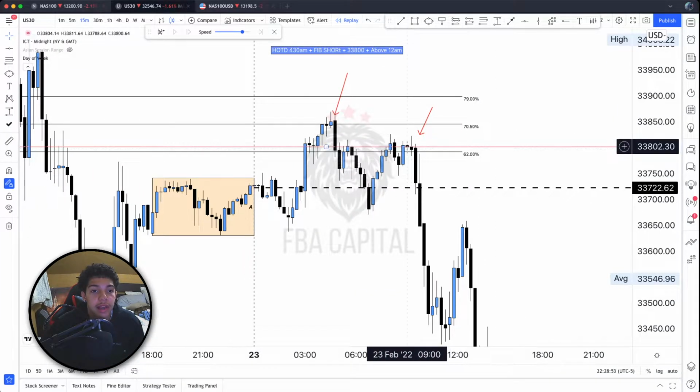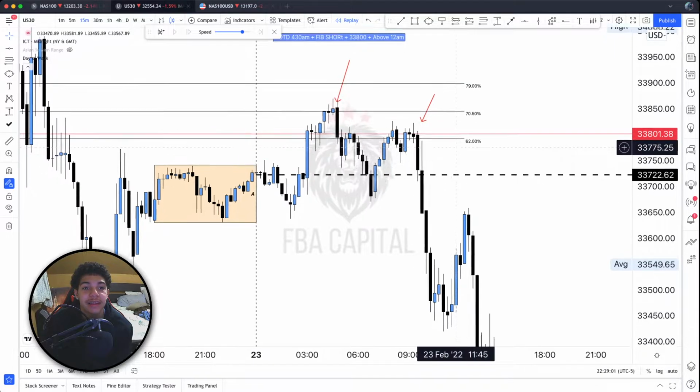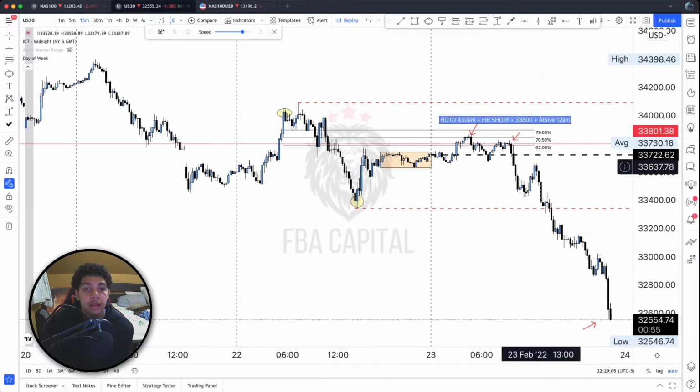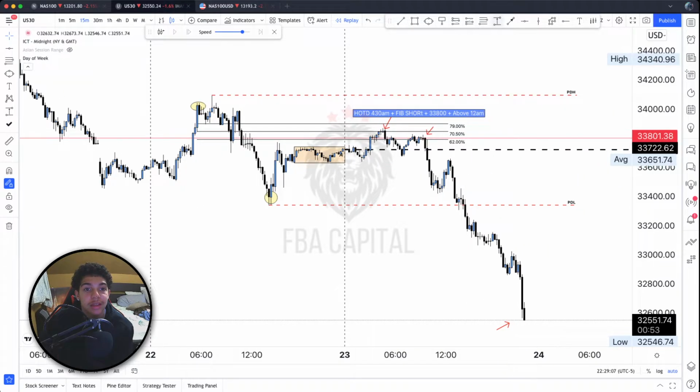But I got in right here. And then when price started showing a willingness, started breaking highs, and price started going bullish, I closed when price was at a little bit of profit. And then right after, price came all the way down and fell almost, I think, 1,100 points.